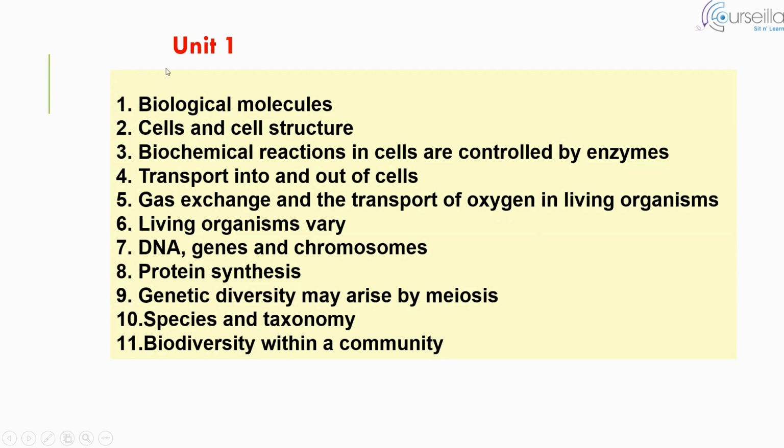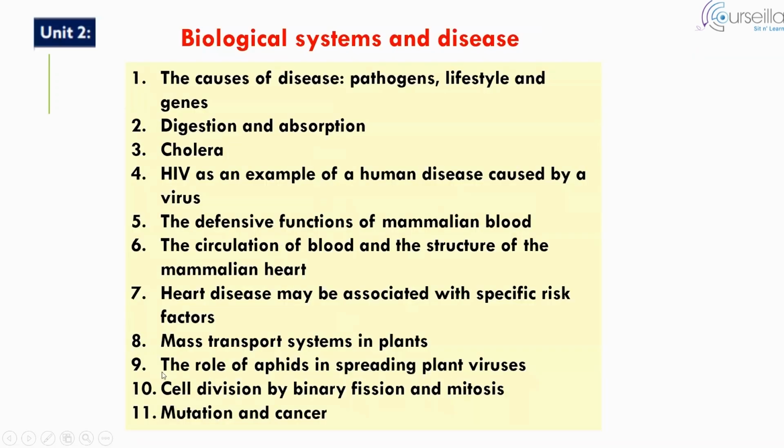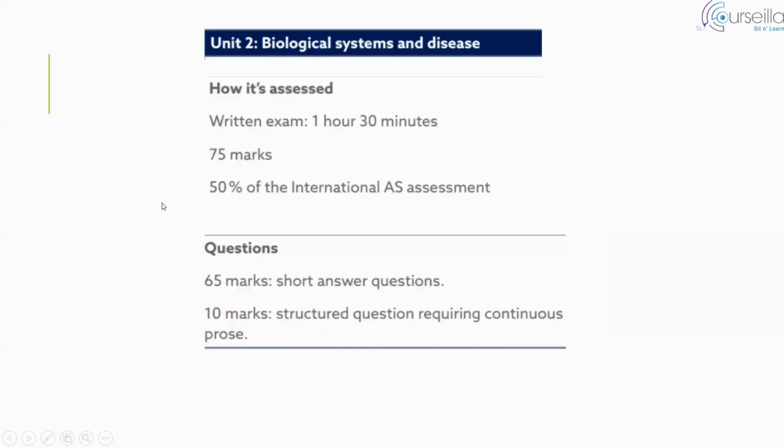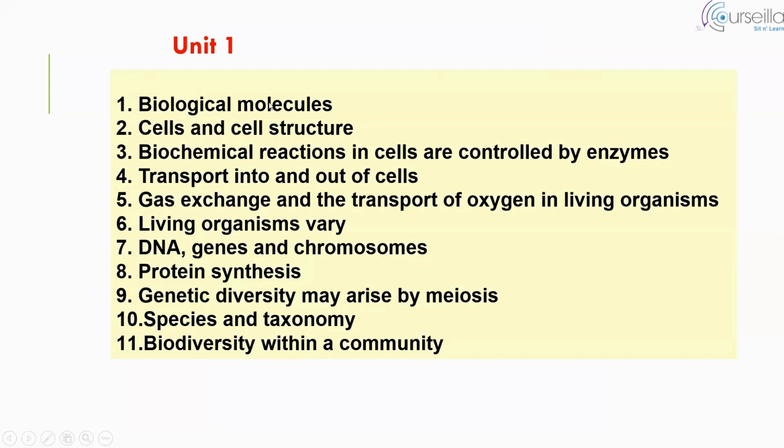Very good. Now, as you can see, there are 11 topics in Unit 1 and 11 topics in Unit 2. Unit 1, of course, is a little bit easier than Unit 2. You have here biological molecules. Here you talk about carbs, proteins, and lipids and their structures, and ATP and DNA, etc. Unit 2 or Lesson 2 is very easy.